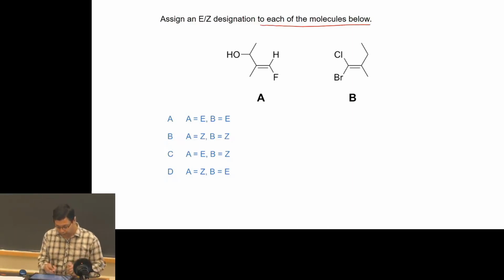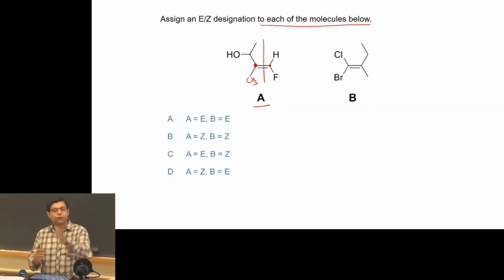So let's look at molecule A. First step, draw a line perpendicular to the double bond. Each of the carbons assign priorities. For this carbon, this is a CH3. This is a carbon attached to an oxygen, OH. So this gets priority 1, this gets priority 2.